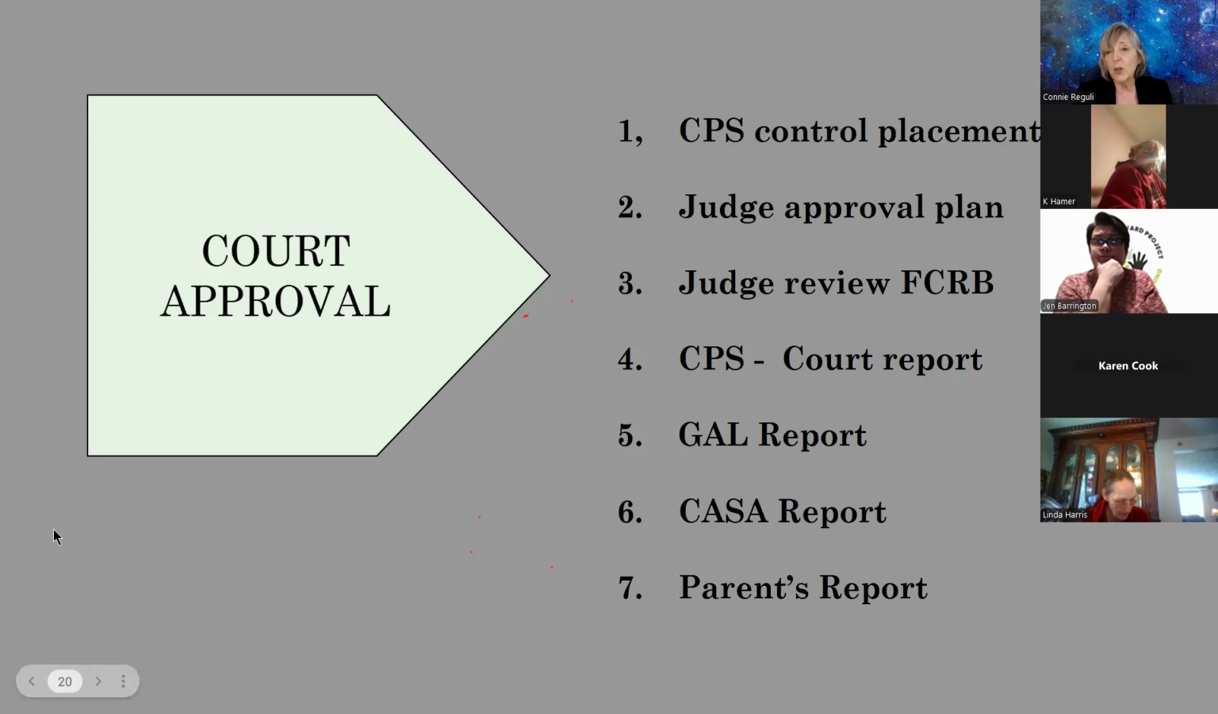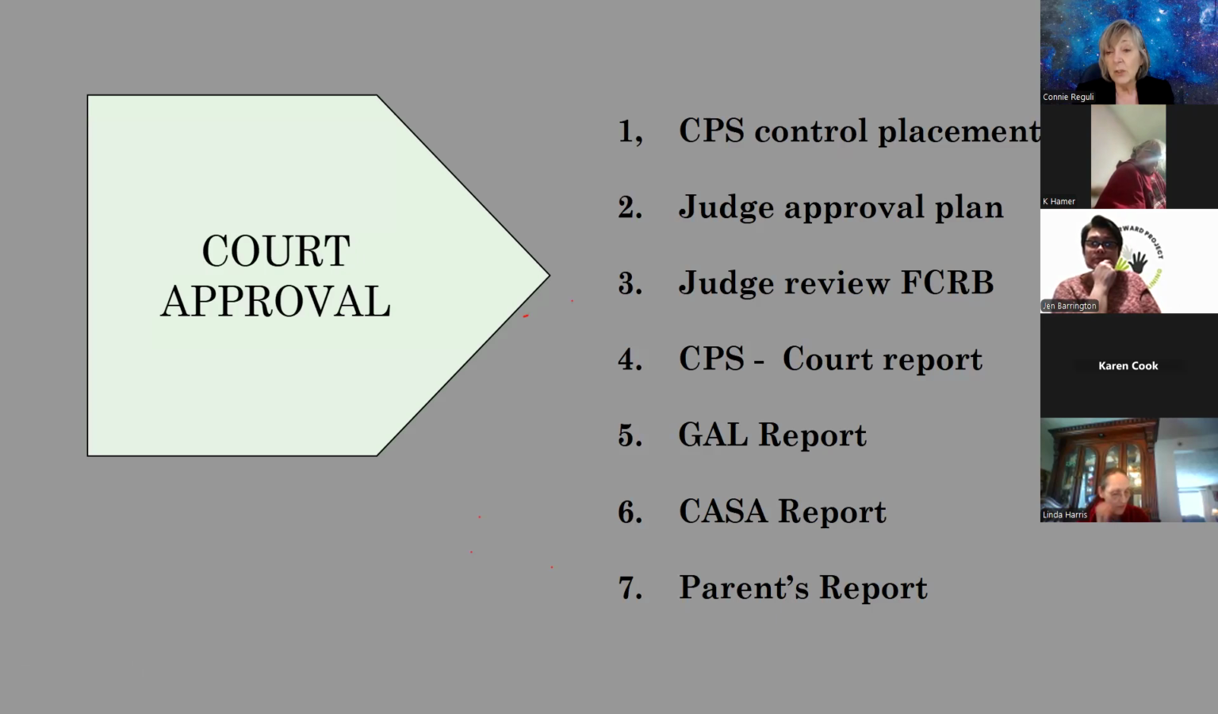All right, so court approval. The CPS controls the placement of the children, but the judge has to approve the plan. This is a very odd setup. So CPS can pull a child out of foster care whenever they want to and send a child home or someplace else. They can do whatever they want. A judge has to approve the ratification plan. He has to approve the foster care review board plan. And so the judge has some involvement at that level.